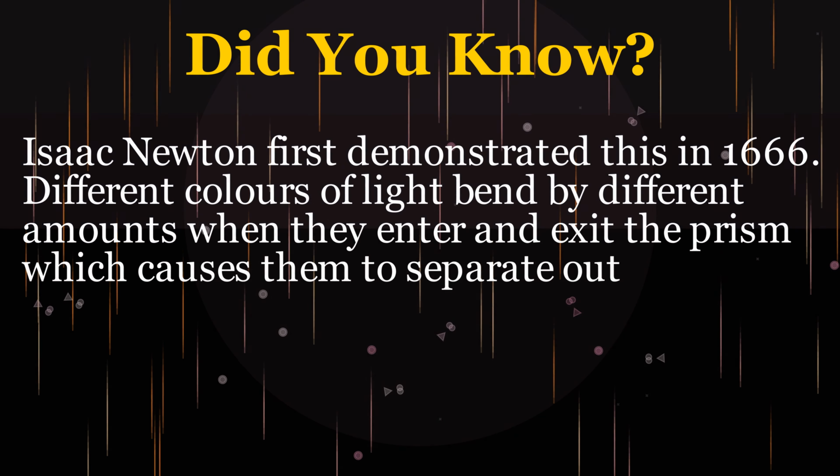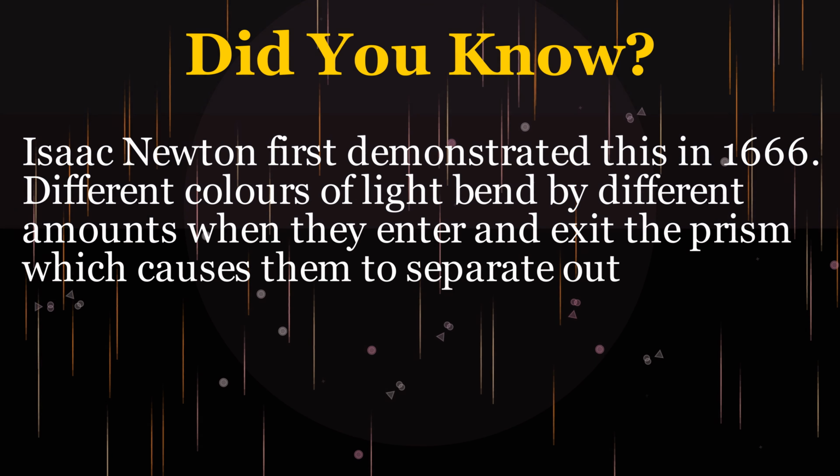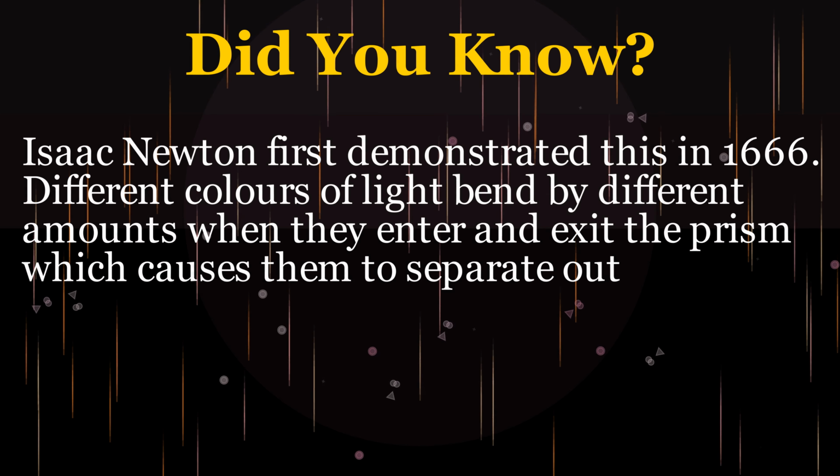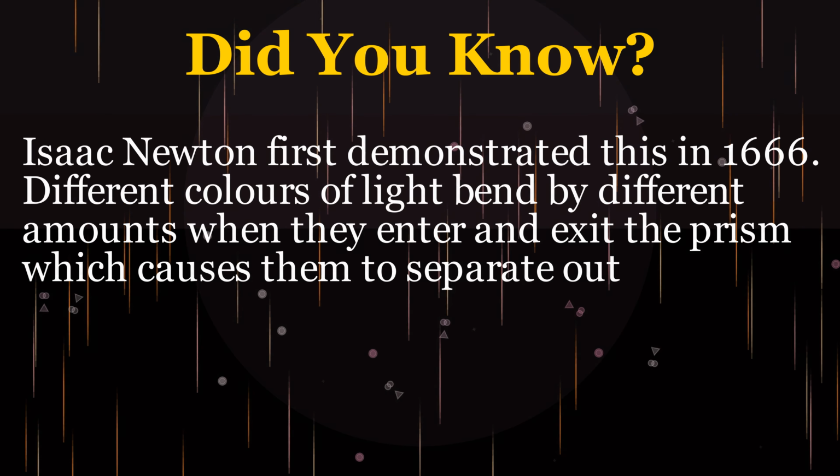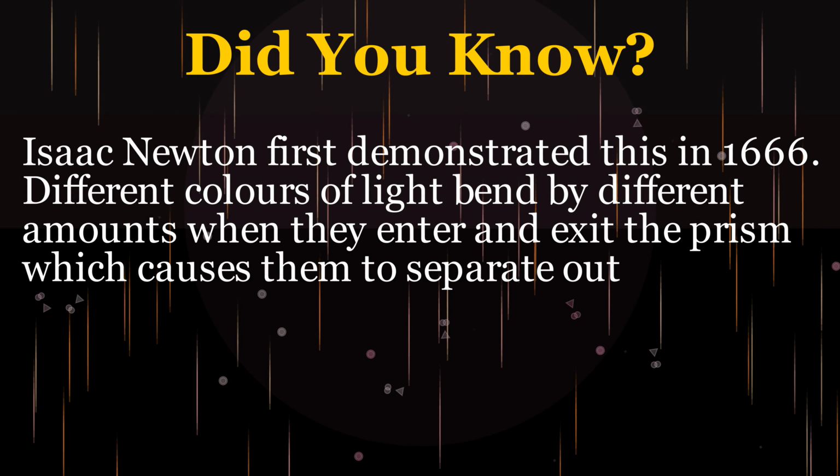Did you know? Isaac Newton first demonstrated this in 1666. Different colors of light bend by different amounts when they enter and exit the prism, which causes them to separate out.